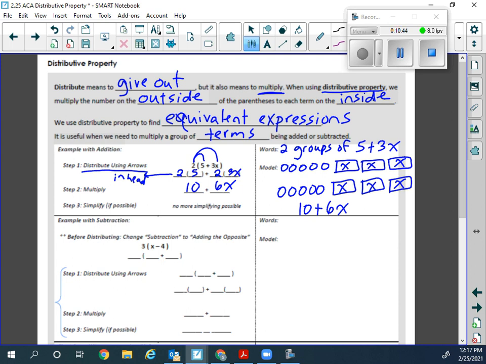Next, it says to simplify if possible. I can't simplify it anymore, meaning I can't combine numbers and letters. That's like saying apples and oranges together. You can't do that, okay? Did I get the same thing I got with my model? Yeah. Okay, questions?